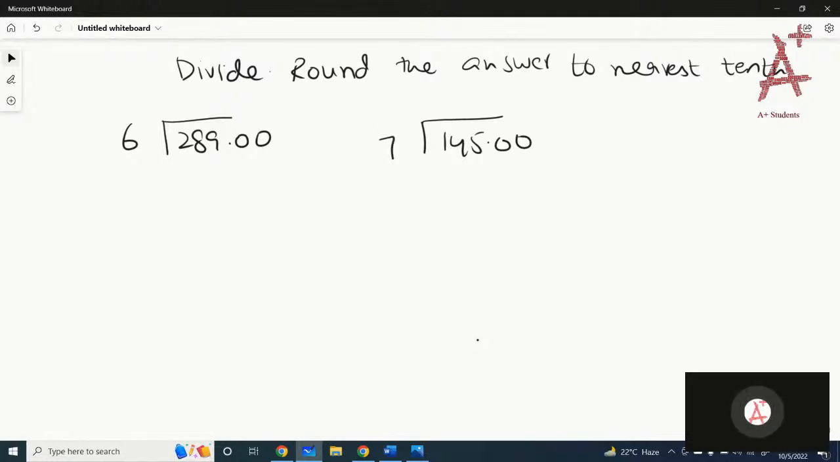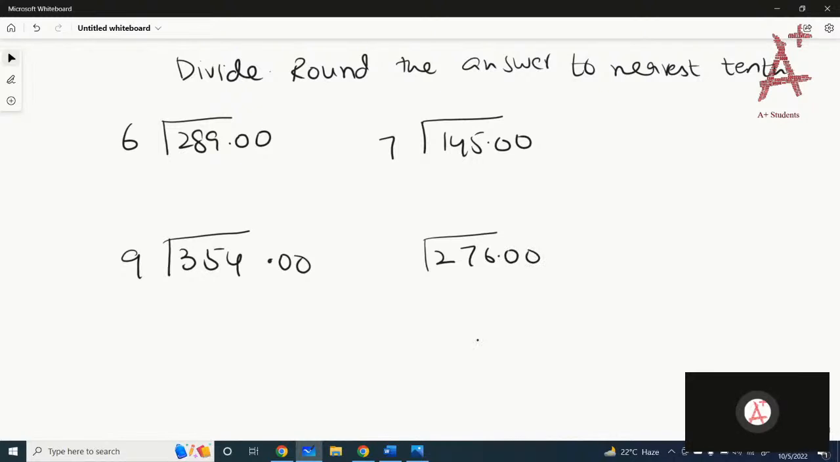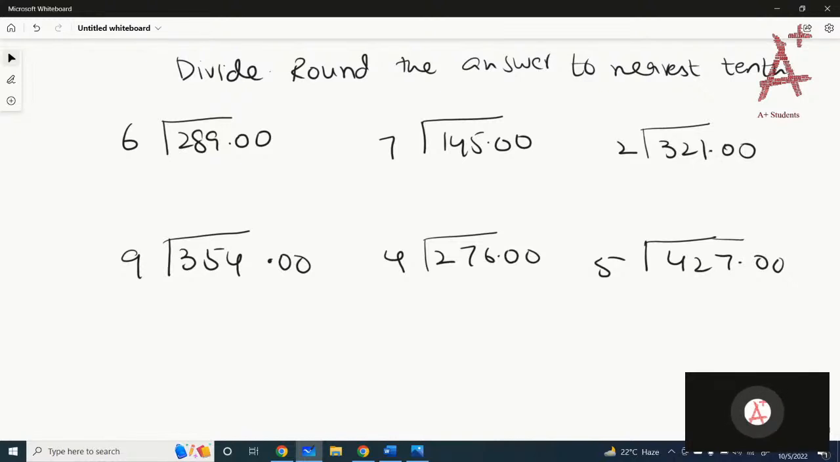145.00 divided by 7, 354 divided by 9, 276 divided by 4, 321 divided by 2, and 427 divided by 5. Please note down these practice questions so that you can do the practice questions right after this session. Got it? I'll wait for a while. Be quick, please.